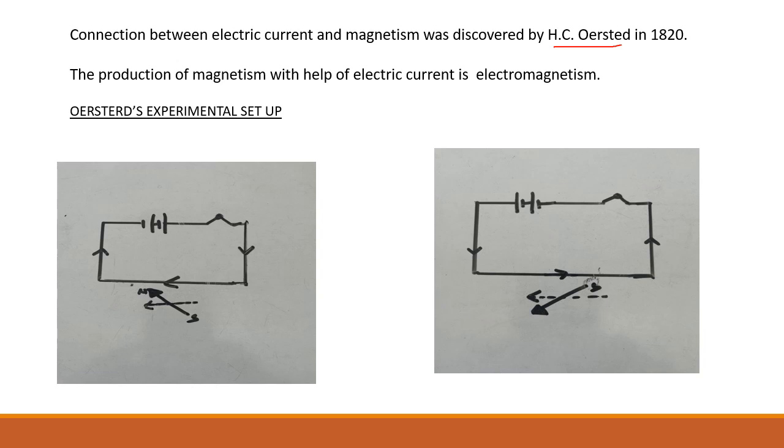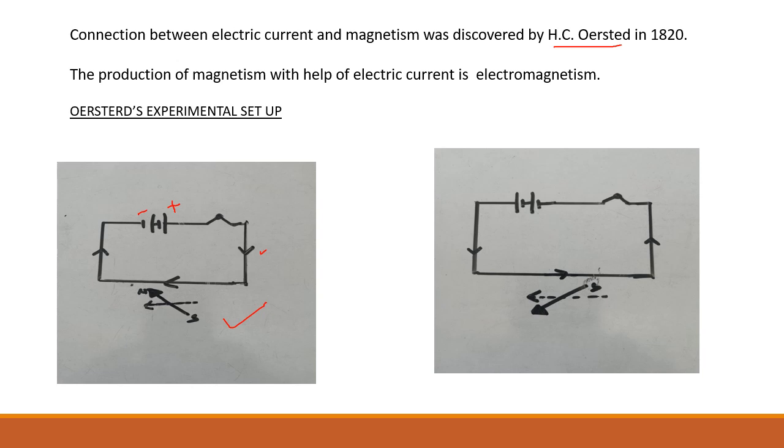Now this is Oersted's experimental setup. How did he come to know that there is a relation between magnetic field and electric field? This is a circuit diagram. In this circuit diagram you can see the plus sign, that is the positive terminal of the cell, and the small one is the negative terminal of the cell. So the direction of current is in this direction.